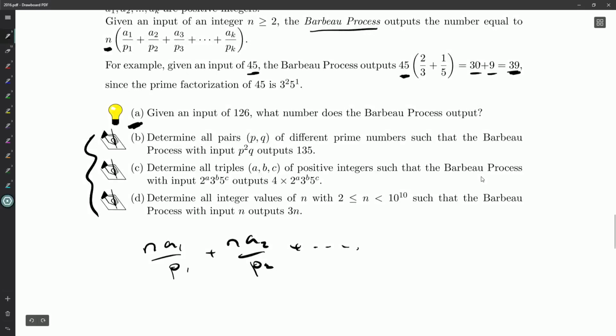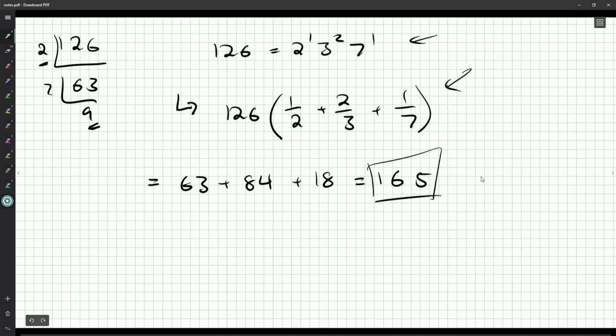B part, determine all pairs p, q of different prime numbers so that the Barbeau process with input p squared q outputs 135. Okay. So p and q are different primes, but we know the prime factorization. So we can see the Barbeau process.